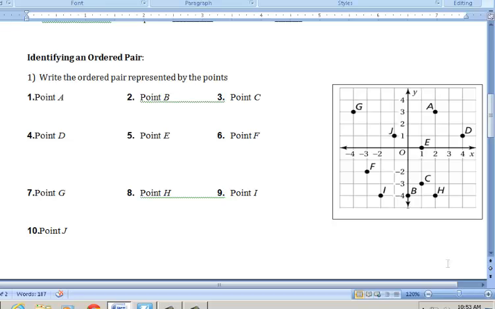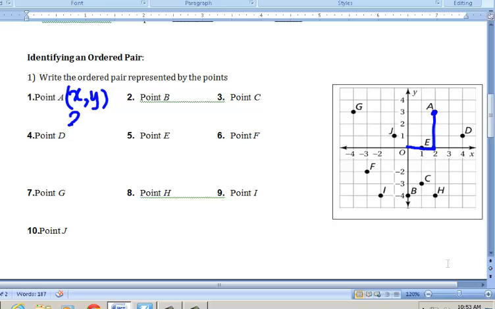Point A, where is point A? Right here. Now, I know that the first one that I always write is X followed by the Y. So I'm going to look at how many I went on the X. I went 2 steps on the X, which is 2, and then I went up 3 steps.